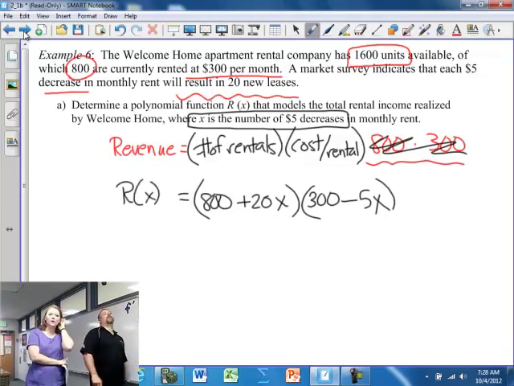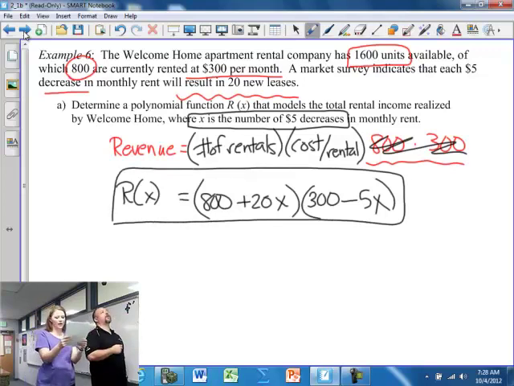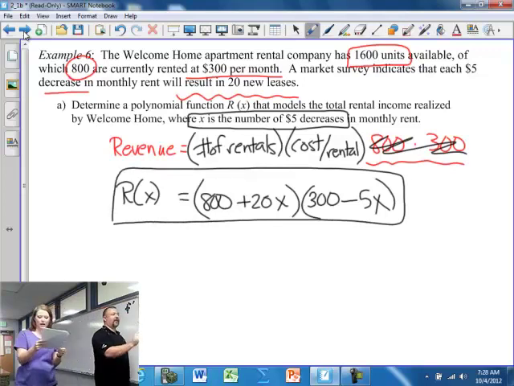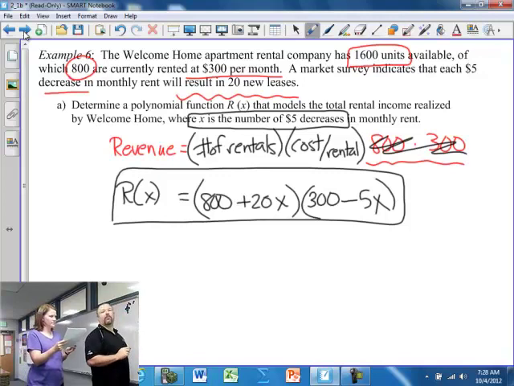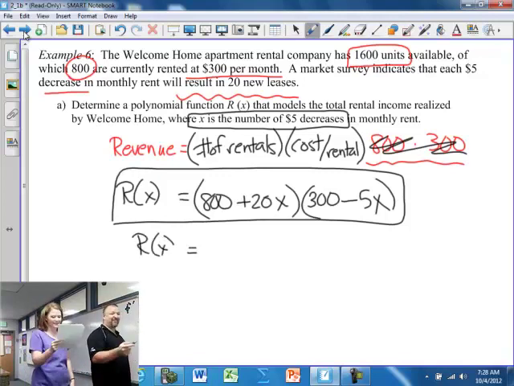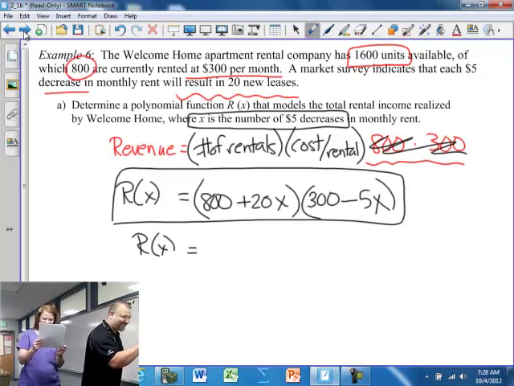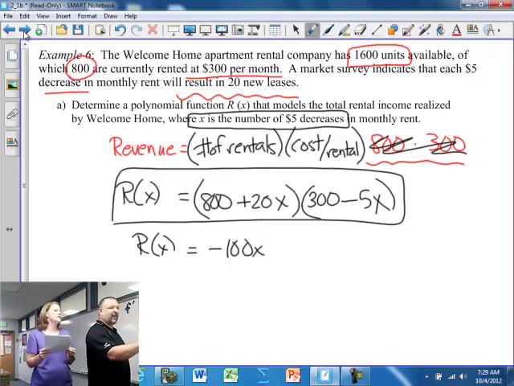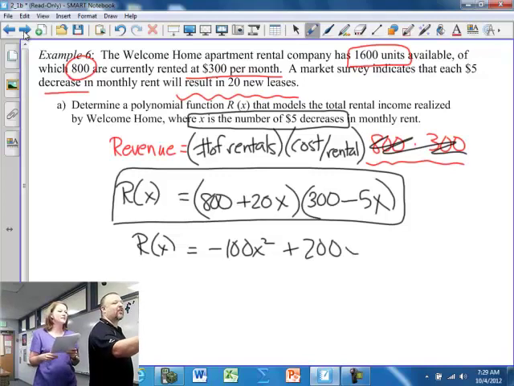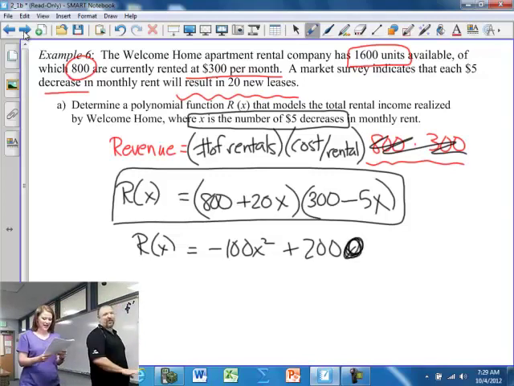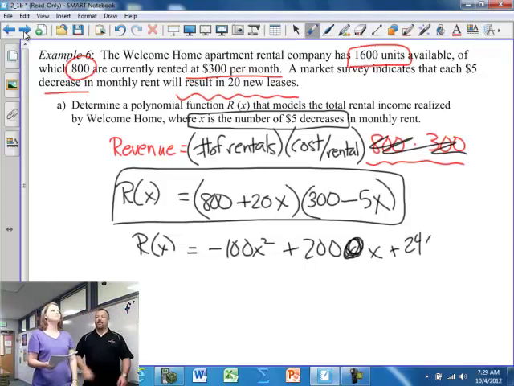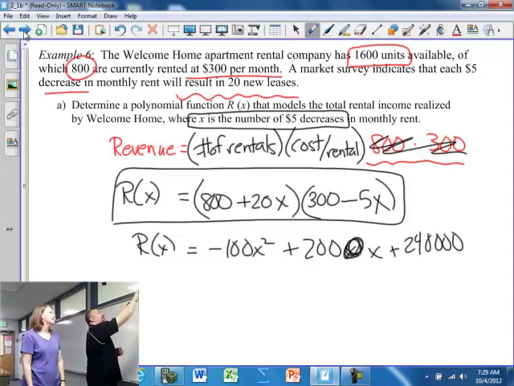Okay, so now the only other thing that's really important in this problem is it says determine a polynomial function. So that polynomial is technically factored. So this is where you want to read the directions. If you were to multiply all that out, I'll just help you out. It would be negative 100x squared plus 2,000x plus 240,000. Those extra zeros are just placeholders, right? Okay, so that's question A.